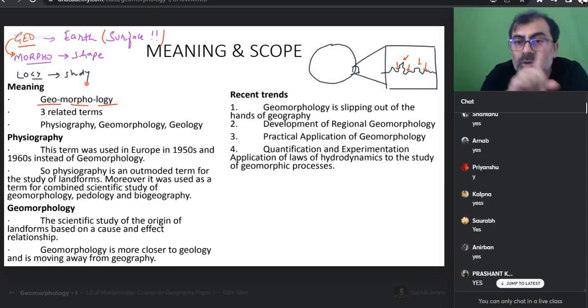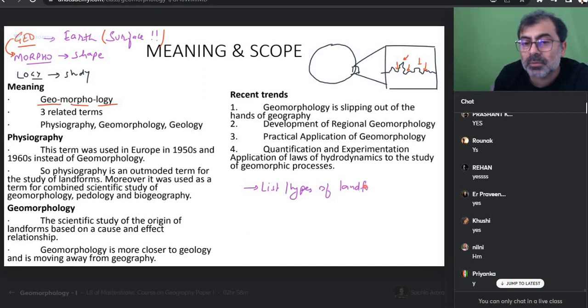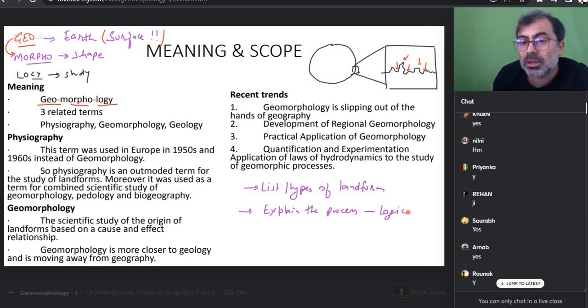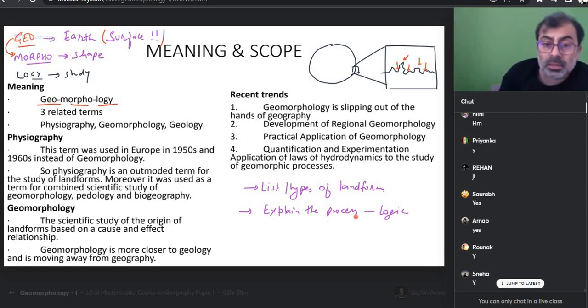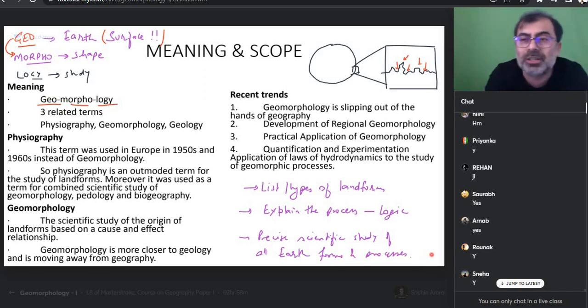Is everyone okay? So geomorphology, the study of Earth's surface, can be very simple. Just list down the landforms. Possible? Second, it can be explaining the process applying logic. This can also be. And third is precise scientific study of all earth forms and processes. I think all of them are geomorphology.